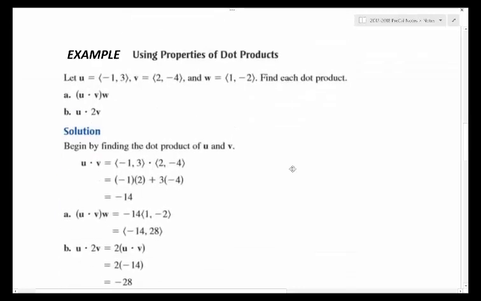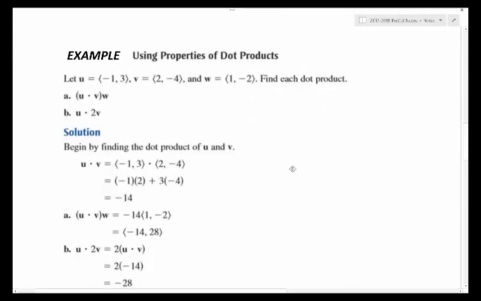Using the properties of them. So let's say that we have vector u is negative 1, 3, vector v is 2, negative 4, and vector w is 1, negative 2. Find each dot product. So the dot product of u with v, times vector w. Well, we can begin by finding the dot product of v and u. Negative 1 times 2 plus 3 times negative 4 gives you negative 14. Now I would take negative 14 and multiply that by vector w.